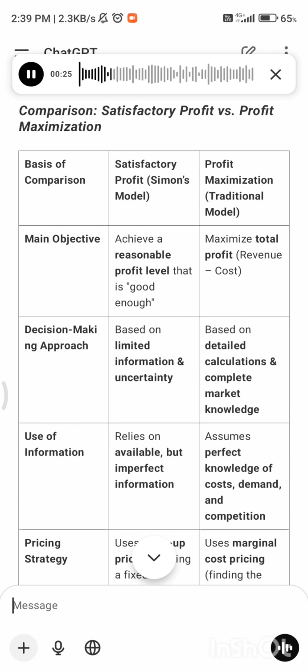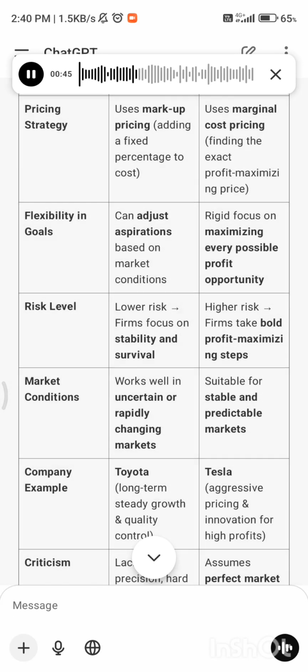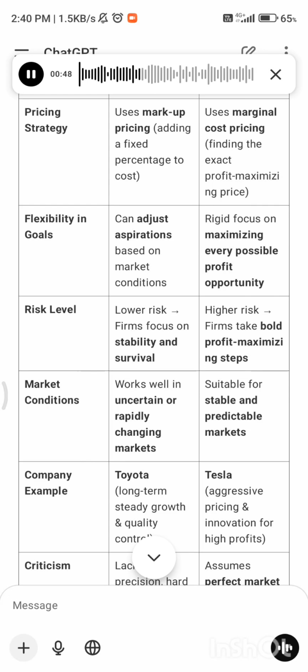Decision-making approach: based on limited information and uncertainty, versus based on detailed calculations and complete market knowledge. Use of information: relies on available but imperfect information, versus assumes perfect knowledge of costs, demand, and competition. Pricing strategy: uses markup pricing, adding a fixed percentage to cost, versus uses marginal cost pricing, finding the exact profit-maximizing price.